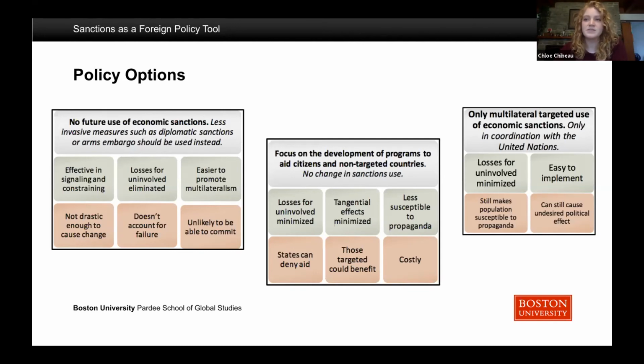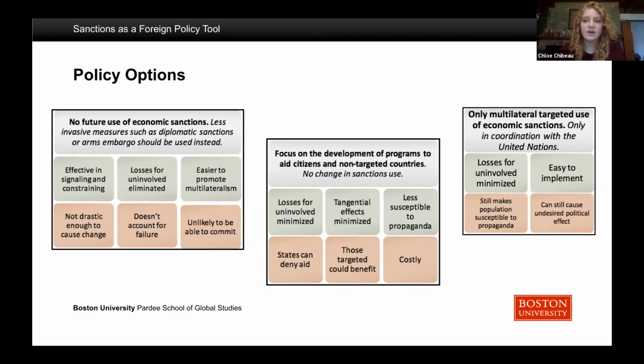A second option is no change in the use of sanctions, instead to focus on the development of aid programs. This would also minimize the losses to those uninvolved and combat the spread of propaganda, such as anti-West propaganda spread by Milosevic and Putin. This option does not account for the fact that sovereign states have the ability to deny aid, or the fact that those targeted could benefit from the aid, such as in the Iraq Oil for Food program. It would also be the most costly option, as the implementing country would have to bear the cost of aid programs on top of the cost of economic sanctions.